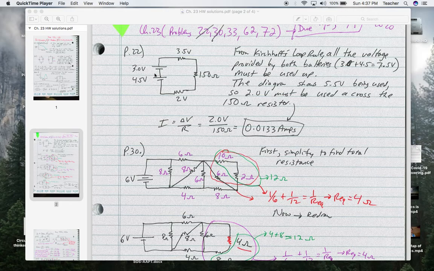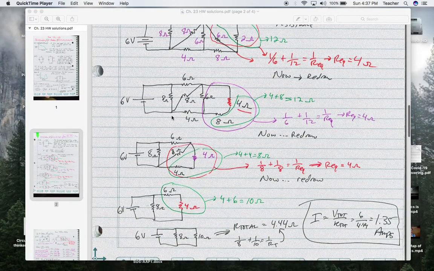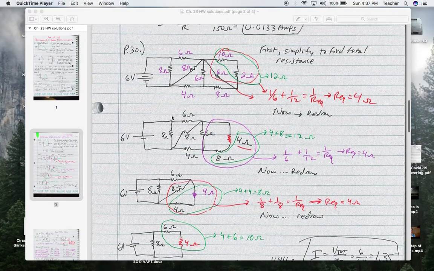If you have batteries facing the same orientation, like these are, you add up the voltages. If they're in opposite orientation, you would subtract the voltages. So P30, I think, is asking for the total current through the battery.